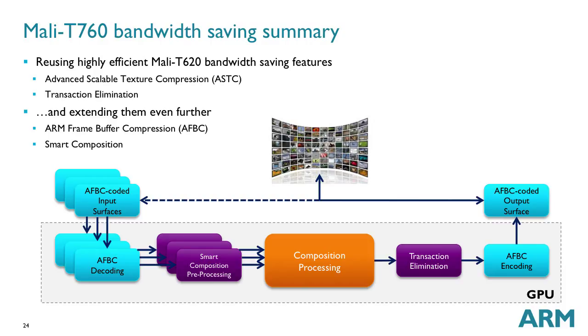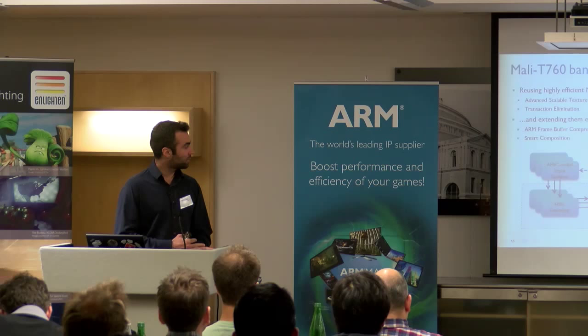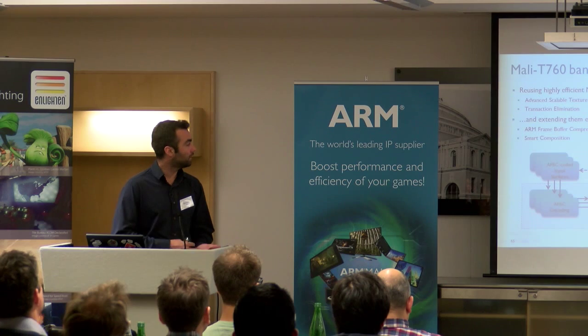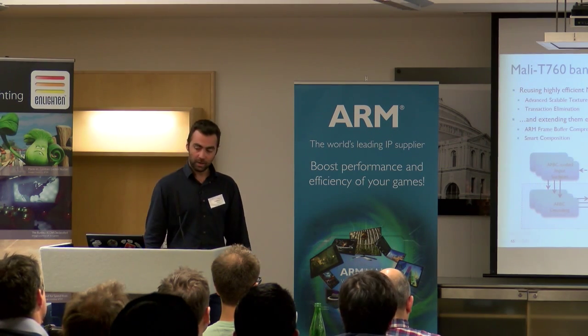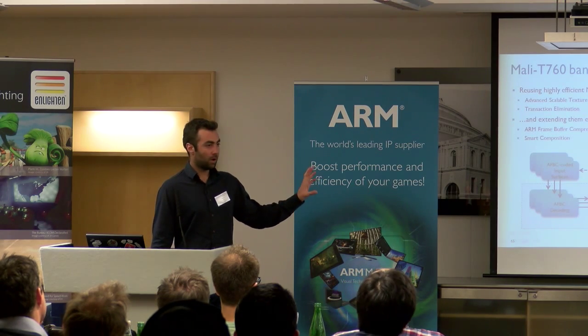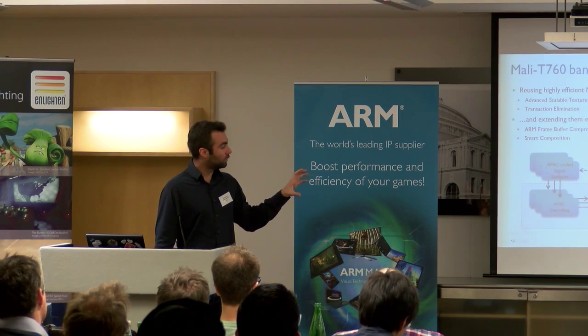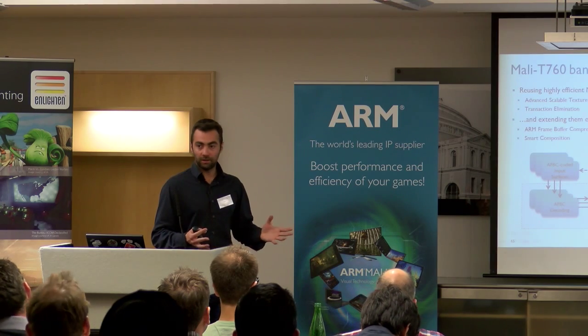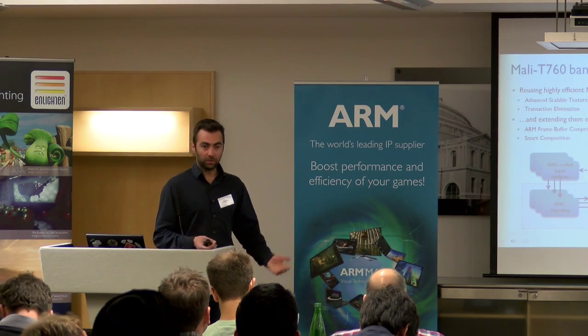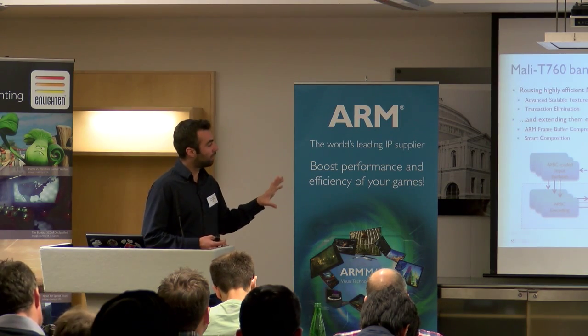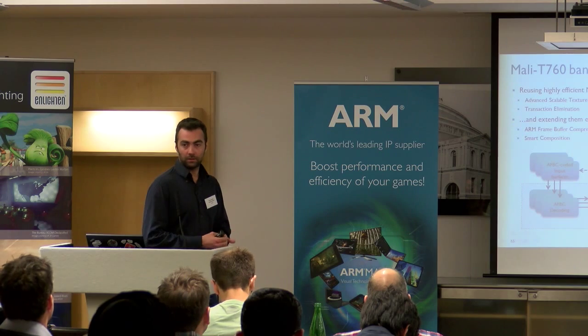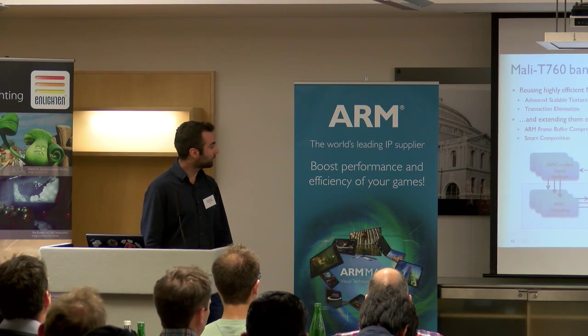Also on T760, apart from reusing all the mentioned above features, we have introduced a number of new bandwidth-saving features like AFBC, or ARM frame buffer compression, and smart composition. And what I would like to stress here is that all of these features can work together, complementing one another and delivering you very high bandwidth efficiency in your application. So it's not a matter of choosing one or the other. All of them can work together and provide you the best possible result.